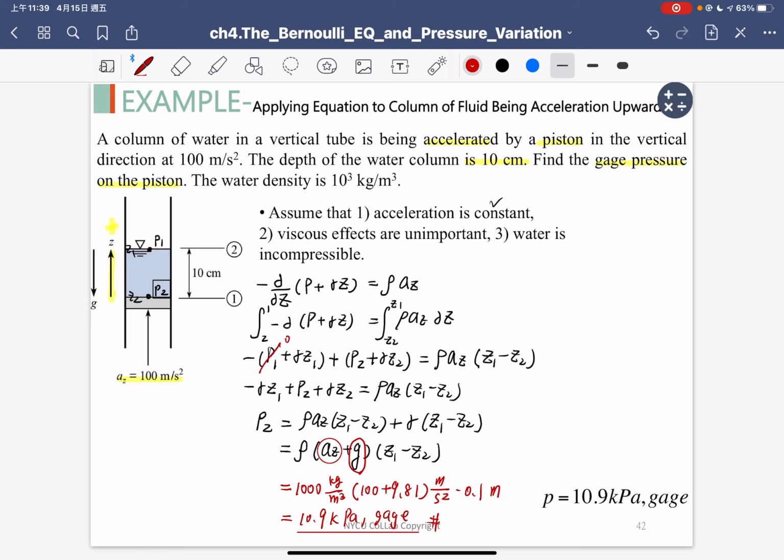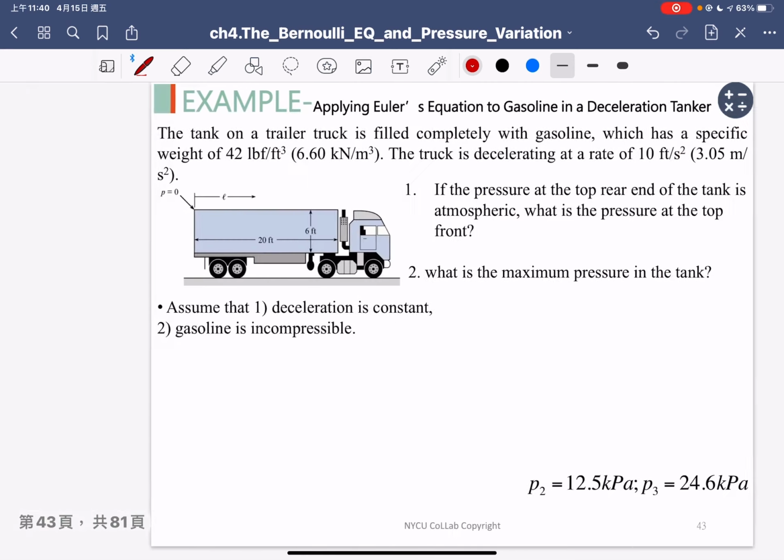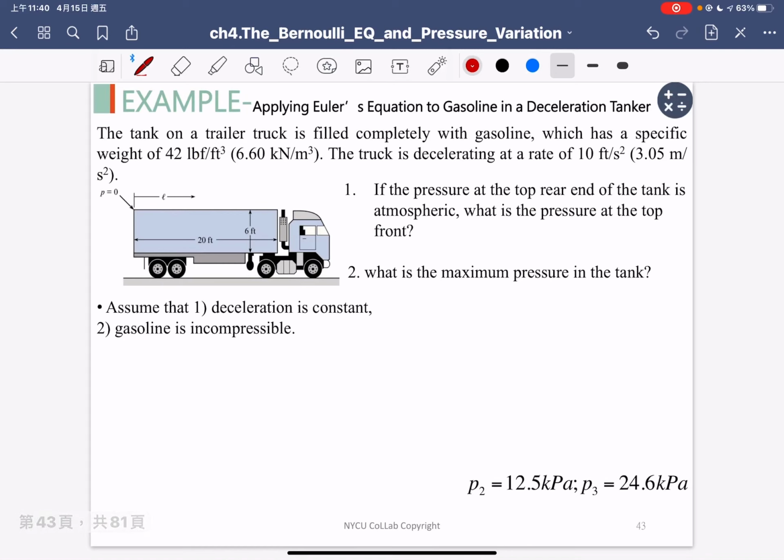Hydrostatic equation, the result, compared to right now the Euler's equations, the difference. Okay, because our fluid particles start to accelerate, the condition is not related to the static condition. Okay, so we may practice the second exercise. So the second exercise, again, we need to apply the Euler's equation.